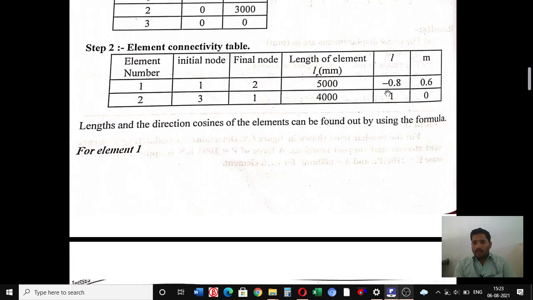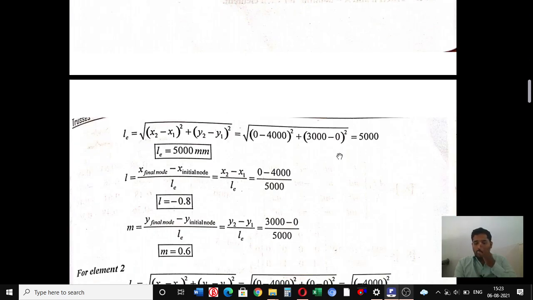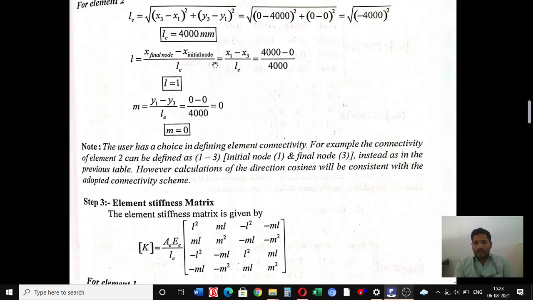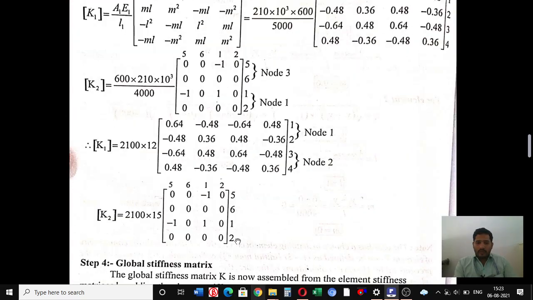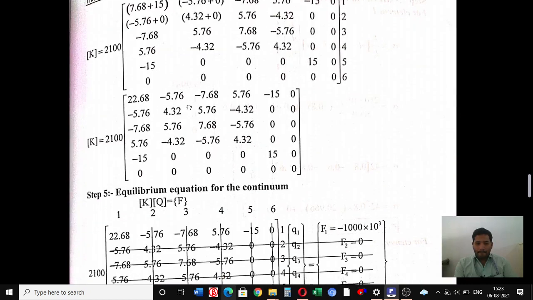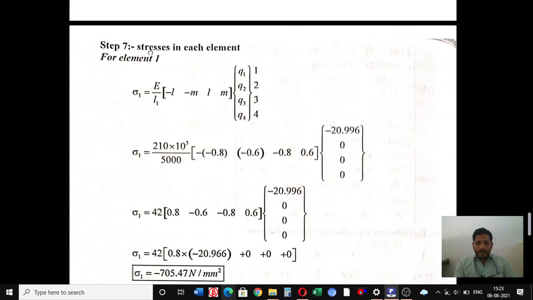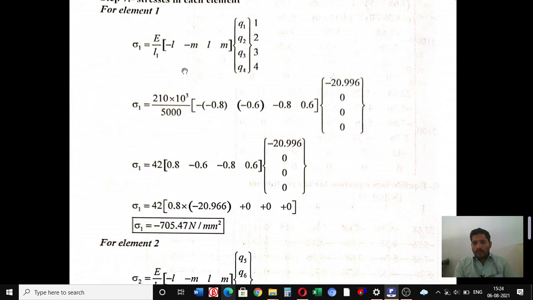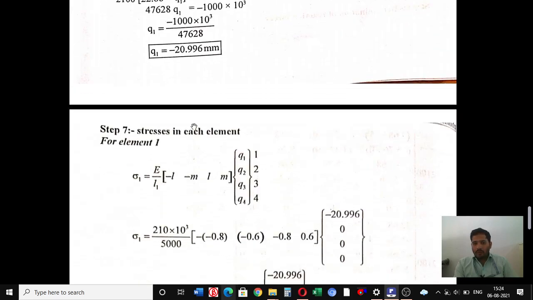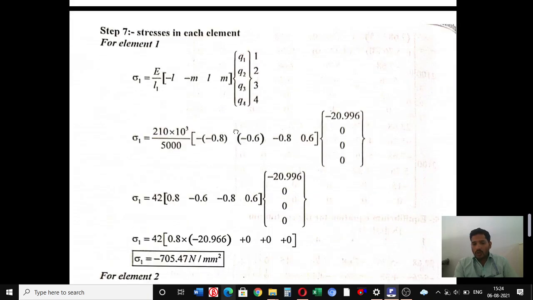Okay, L is how much? Minus 0.8. M is equal to how much? 0.6. So L is minus 0.8, M is 0.6. Clear? Q1 value we already got: minus 20.996. Q2 value is 0, Q3 is 0, Q4 also 0.